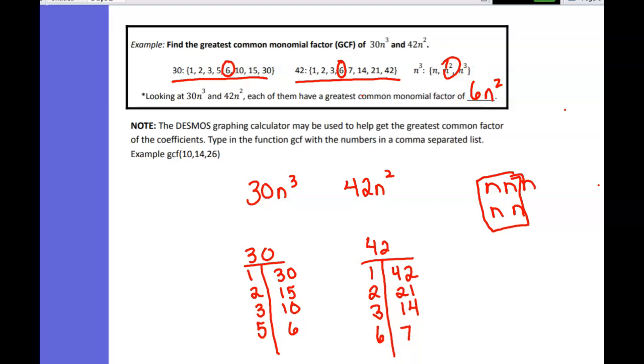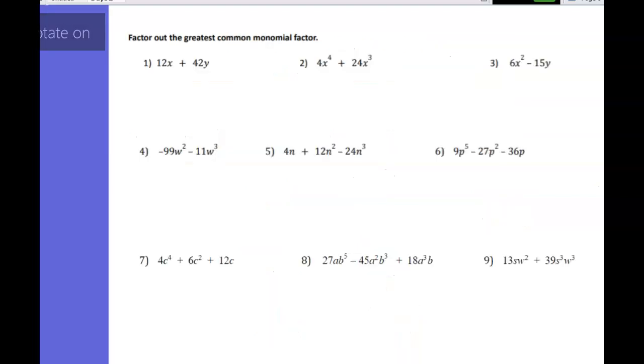The thing that's nice, actually, is that the Desmos graphing calculator can be used to help get the greatest common factor. All you have to do is type in the function GCF, greatest common factor, and then list your coefficients in a comma separated list inside of parentheses, and it will come back and tell you the greatest common factor. So that might help you with the coefficient piece of coming up with the greatest common factor. So let's look at some examples.